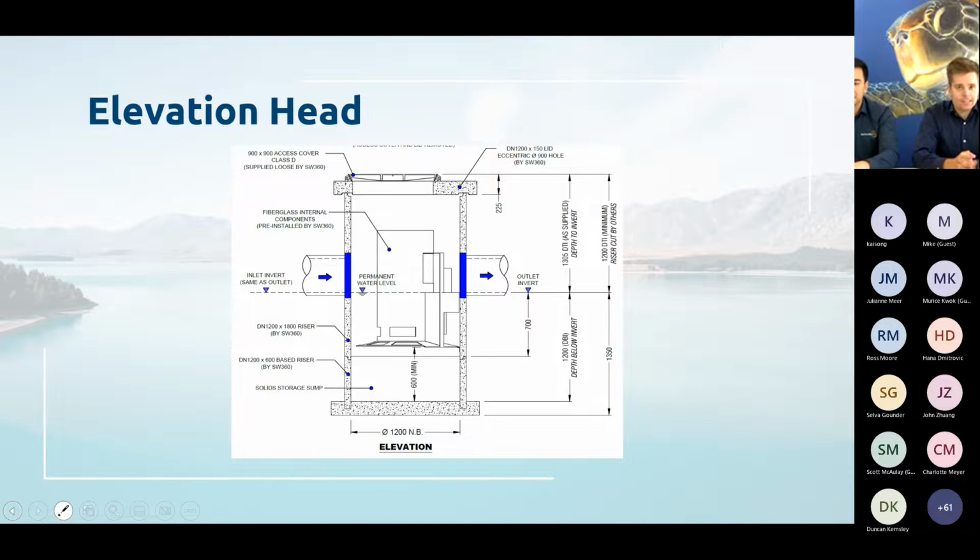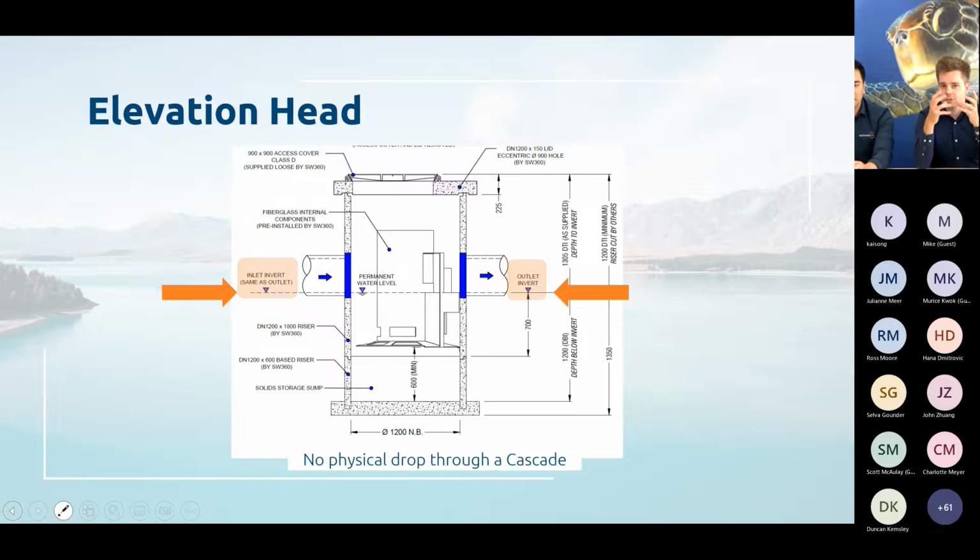So for the Cascade Separator, the way it works is it dissipates energy within the water to allow sediment to settle out. It's quite unusual in that the outlet invert, as shown here on the drawing, and the inlet invert are at the same level. So with the Cascade Separator, and with the vast majority of gross pollutant traps, or GPTs, there is no physical drop through a Cascade.